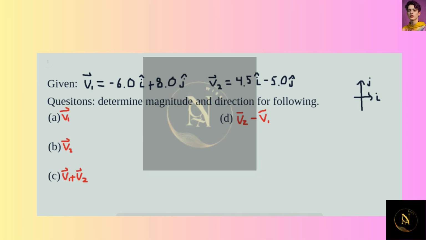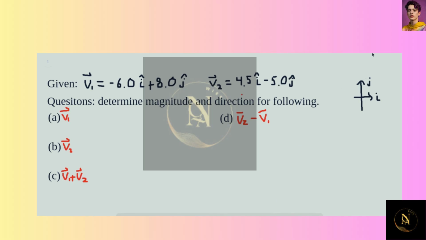Okay, our question says to let vector v1 equal minus 6.0 i hat plus 8.0 j hat, and vector v2 equal 4.5 i hat minus 5.0 j hat. And it says determine the magnitude and direction of A, v1, B, v2, C, v1 plus v2, and D, v2 minus v1. Okay, so we're going to go ahead and do that.